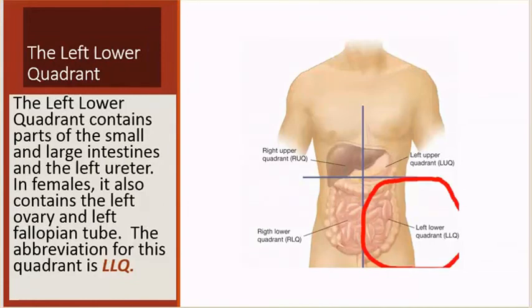The left lower quadrant contains parts of the small and large intestines and the left ureter. In females, it also contains the left ovary and left fallopian tube. The abbreviation for this quadrant is LLQ.